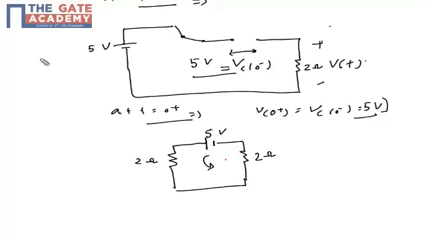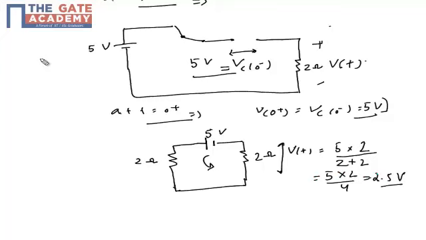So what will be the current? Or you can see it like this: it's a 5 volt battery and we have a 2 ohm resistor, and we need to find the voltage across this 2 ohm, which is termed Vt. So if I apply the voltage divider, my Vt will be equal to 5 into the resistor across which we need to find the voltage, upon the total resistance, which is 2 plus 2, 4. So 5 into 2 by 4 is equal to 2.5 volt.